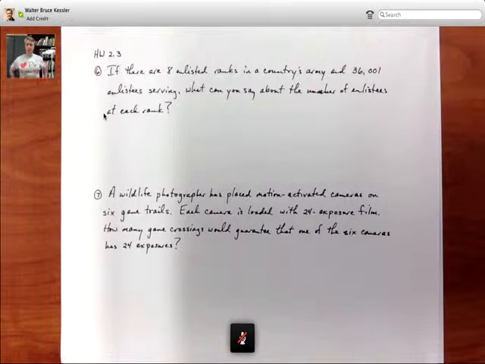I just point out that I've got my nice new I Love WKU Math shirt on.